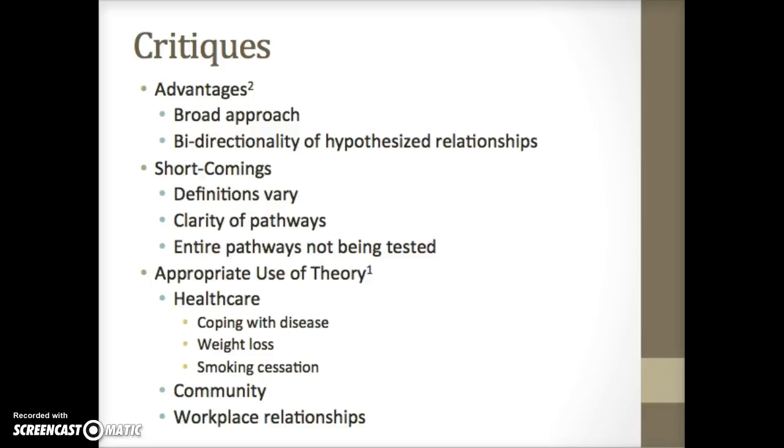So the advantages of this model, social networks and social support, is more of a model than a theory. Therefore, it can lend itself to other theories from various fields. The model also acknowledges the bidirectionality of hypothesized relationships. Some of the limitations: because the definitions vary widely, terms in this model are often used loosely and interchangeably. In studies, it is usually unclear as to which pathway is being investigated, as well as the entire pathways are usually not investigated appropriately.